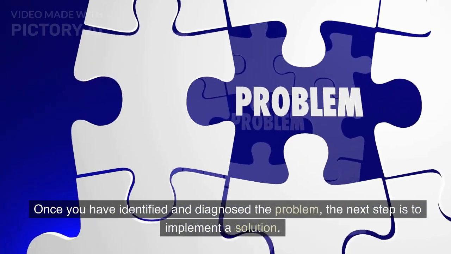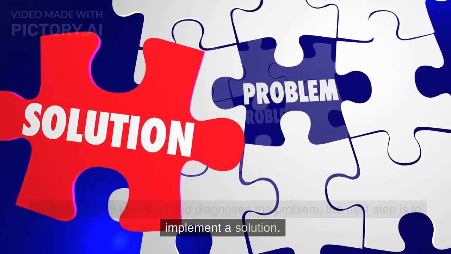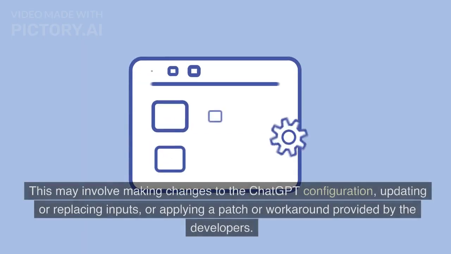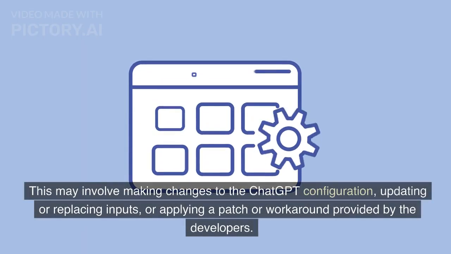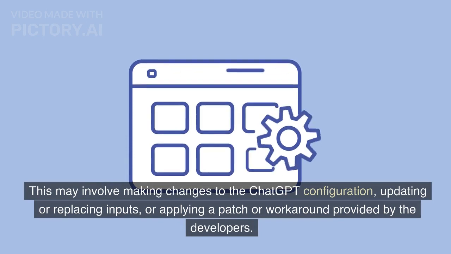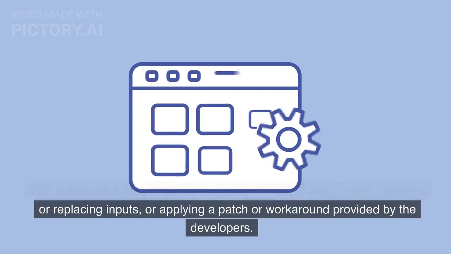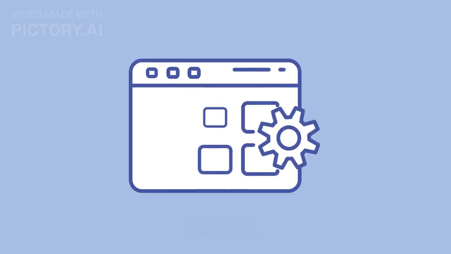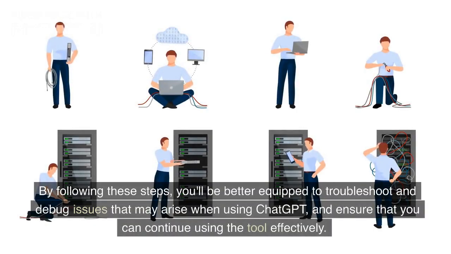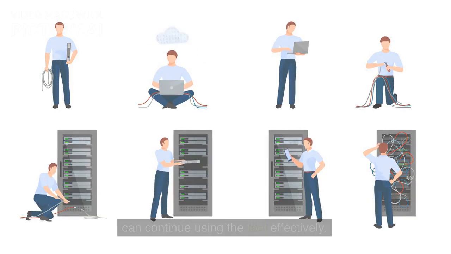Once you have identified and diagnosed the problem, the next step is to implement a solution. This may involve making changes to the ChatGPT configuration, updating or replacing inputs, or applying a patch or workaround provided by the developers. By following these steps, you'll be better equipped to troubleshoot and debug issues that may arise when using ChatGPT, and ensure that you can continue using the tool effectively.